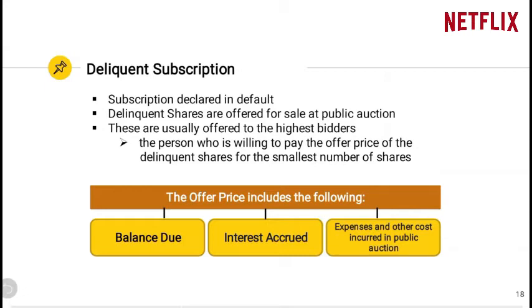Baka nagtataka kayo, highest bidder, tapos smallest number of shares. Ang tinitingnan kasi ng corporation code when it comes to the highest bidder is the highest amount per share. Hindi niya tinitingnan yung offer price. Bakit? Kasi yung offer price, fixed na yan. Hindi na siya pwedeng pataasin or pababain. Tumitingin na siya sa amount per share, kaya smallest number of shares. So may tatlong components ang offer price. Una, balance due. Pangalawa, interest accrued, and pangatlo, expenses and other costs incurred in public auction.